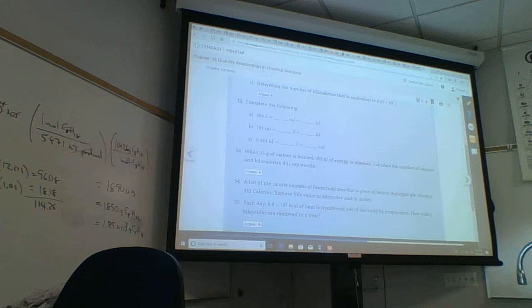When 15 grams of carbon is burned, 493 kilojoules of energy is released. Calculate the number of kilocalories. So this is just kilojoules to calories, calories to kilocalories.